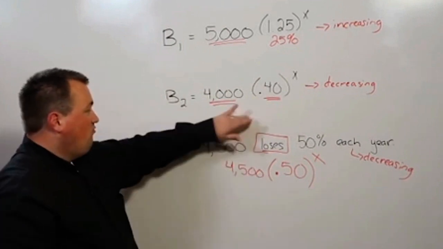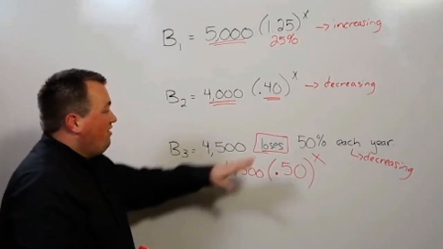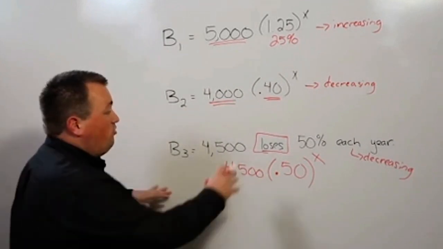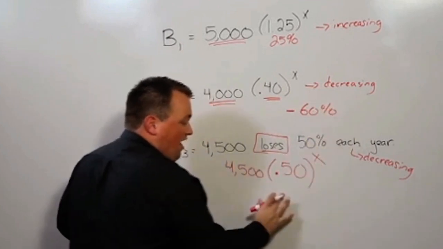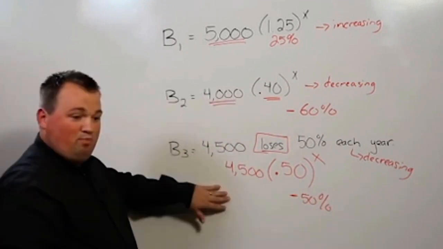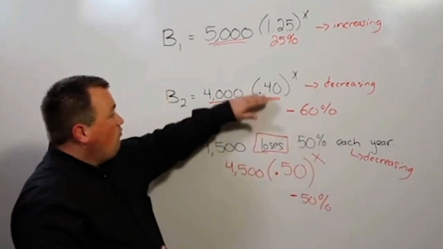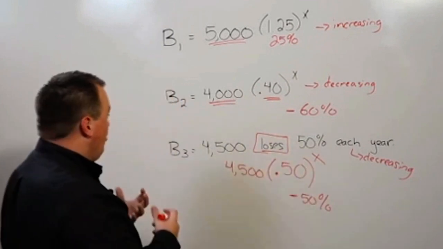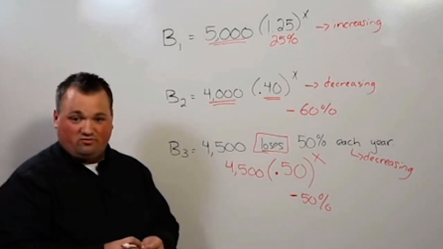Now, when you look at these two, we have 4,000 times 0.40 and 4,500 times 0.50. A lot of times we tend to think, oh, this is decreasing by a lot less because it is 0.40. But really, notice we are keeping 40%, meaning that we are losing 60%, as opposed to here, we are losing 50%. So if you were comparing these two boats, this one is losing value at a much faster rate than boat number three. So knowing what these numbers mean and knowing how to classify them as increasing and decreasing will be very helpful in interpreting these functions. And that is how you use the properties of exponents to interpret exponential functions.